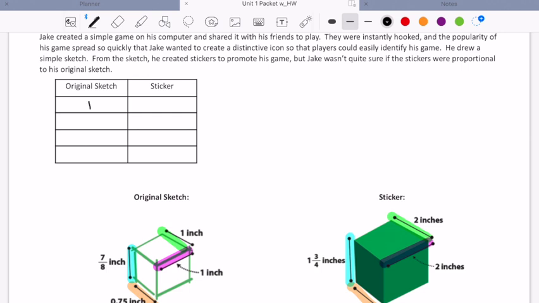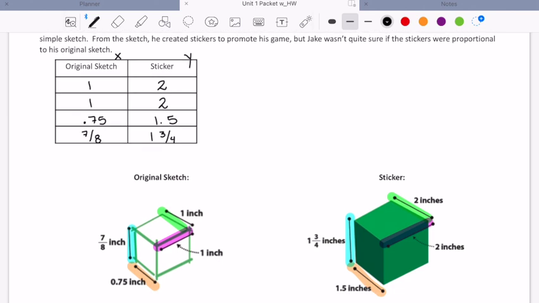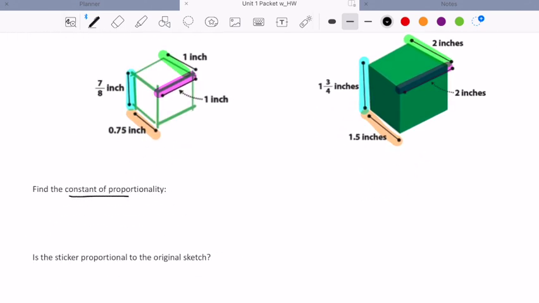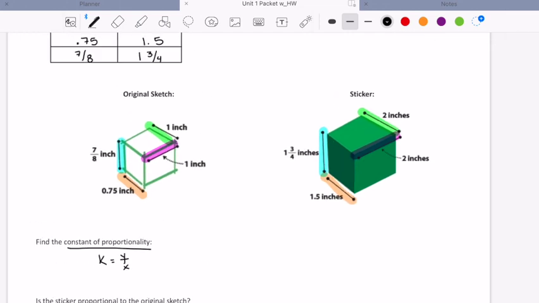So I have 1 inch to 2, 0.75 to 1.5, and 7/8 to 1 3/4. Now let's just remind ourselves, I'm going to label alphabetical order, so X then Y, left to right. So my original sketch is X, my sticker is Y. So remember, when we talk about the constant of proportionality, that's K, and K equals Y divided by X. So I'm going to divide all of my ordered pairs here.